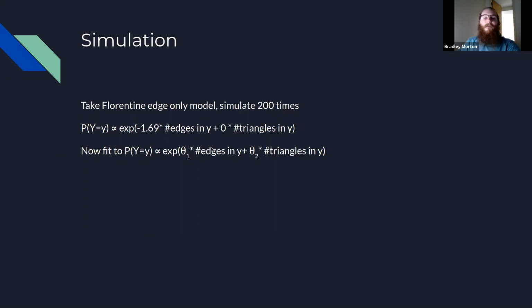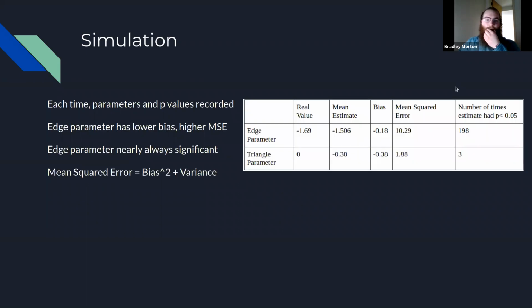However, I then fit the model to the edges and triangles. And this was to test how good the estimator is and how well it can estimate the values. So I did the simulation 200 times with generating and then fitting. And the real value for the edge parameter is negative 1.69. And the mean estimate was about negative 1.5. And this gives us a bias and a mean squared error. The mean squared error is considerably higher than for the triangle parameter, which does not exist.